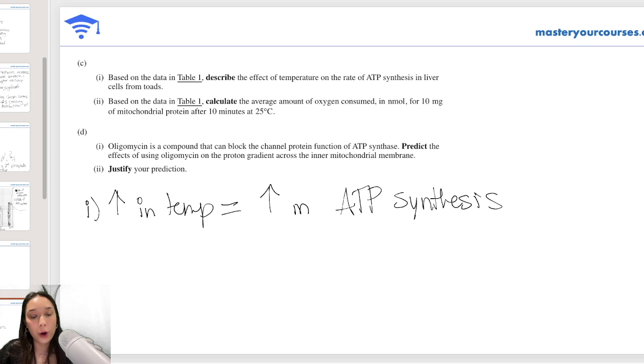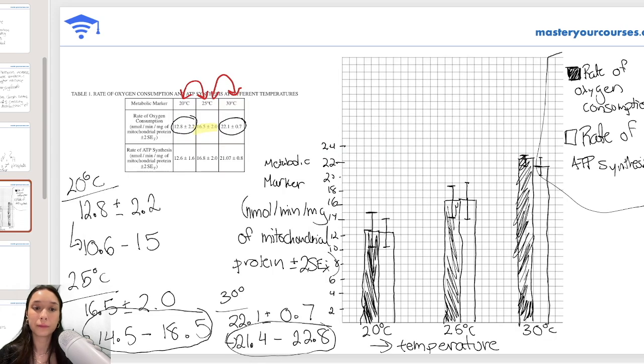Okay, and then for number 2, it says, based on the data in table 1, calculate the average amount of oxygen consumed in nanomoles for 10 milligrams of mitochondrial protein after 10 minutes at 25 degrees Celsius. So I've seen a couple different answers for this one. I'll put what I personally think the answer is. However, I would obviously wait until the actual marking scheme comes out. But they're asking you for the oxygen consumed at 25 degrees Celsius, and then they're giving you different units. So let's look at what it is currently, and then we'll just convert the units, is all you have to do.